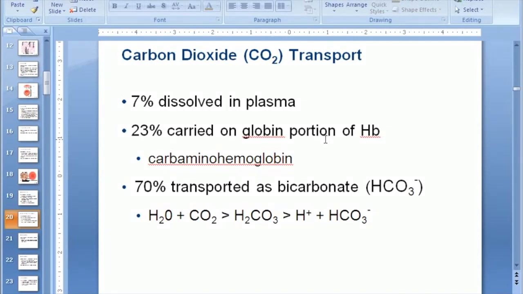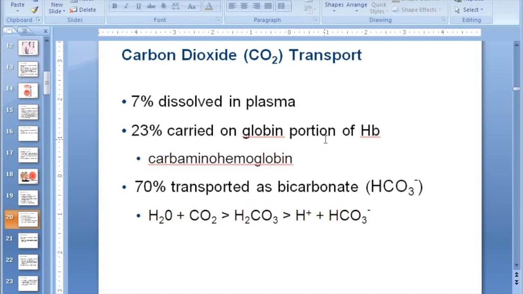7% of your carbon dioxide is simply dissolved in the plasma. That's not much, okay? That means most of your CO2 is not dissolved in the plasma. It's carried another way. Almost a quarter, about 23%, is carried like we just talked about on the hemoglobin, on the amino acid part, on the globin chain, and we call that carbaminohemoglobin. So almost a quarter is carried that way.